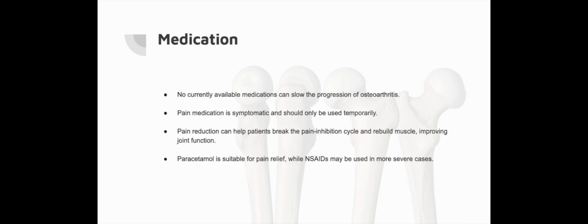There are yet no medications that can slow the progression of coxarthrosis. Pain medication is therefore at most symptomatic and may therefore only be prescribed temporarily. By reducing pain, the patient can try to escape the vicious cycle of pain and reflex inhibition by rebuilding muscle and thus improving the conditions of the joint.